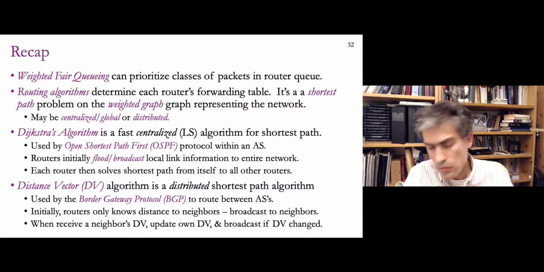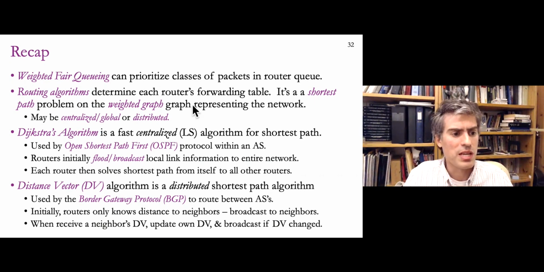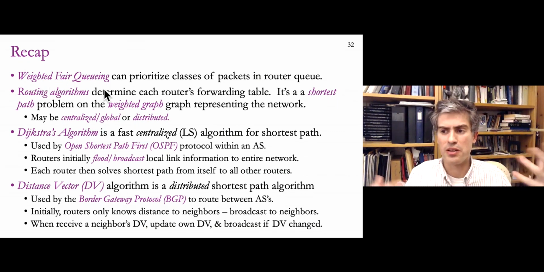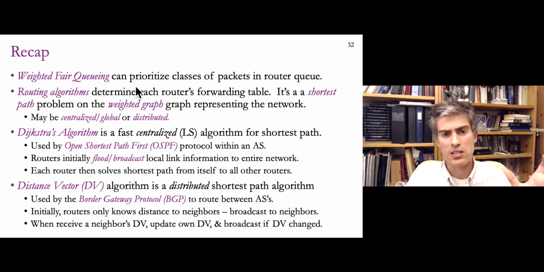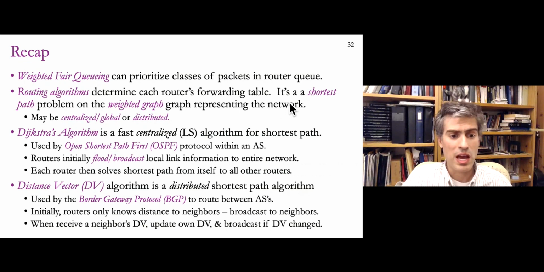Okay, so to recap, today's lecture started off talking about routers, what's happening inside with multiple queues. We saw buses and crossbars as two different ways to interconnect input and output queues. Weighted fair queuing is a way of prioritizing packets so that different classes of traffic get different priority. And then we talked about routing algorithms. These are what determine the forwarding tables in routers. And we have a shortest path problem on a weighted graph. That graph represents the network. The weights represent delays, typically.